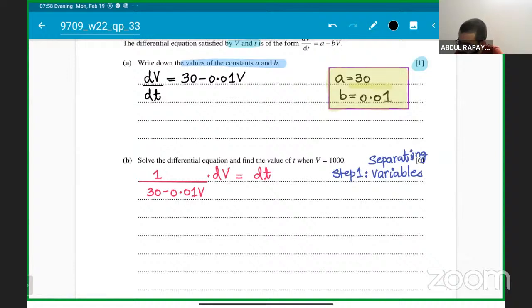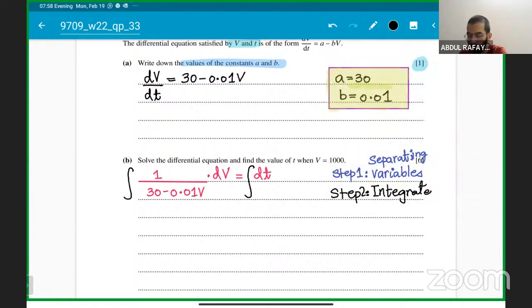Now step 2 is integration. We'll have to do that as well. But first, let's try to simplify, which will help us to solve this question easily. We already know that the integration of dt will be t. What about the integration of the left side?